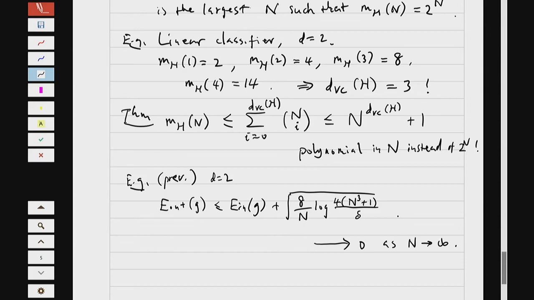And in fact, for any d, there's a proof in the textbook that the VC dimension for d-dimensional space linear classification is d plus 1. So all of this still holds. So learning is possible. In fact, learning will work very well because of this.